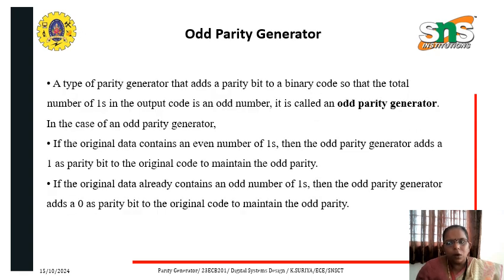So next we'll see what is odd parity generator. It is a type of generator that adds a parity bit to the binary code so that the total number of ones in the output code is an odd number. So it is called an odd parity generator. If the original data contains an even number of ones, then the odd parity generator adds a 1 as parity bit to the original code to maintain the odd parity. If the original data already contains an odd number of ones, then it will add a parity bit as 0 to maintain the odd parity.